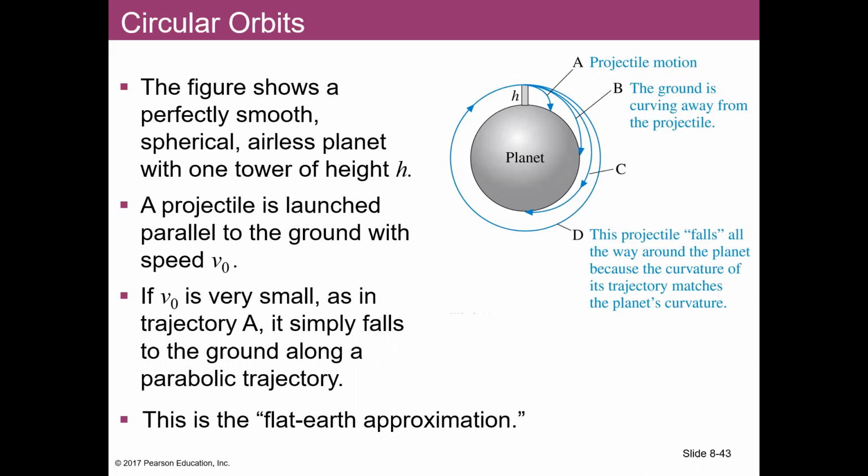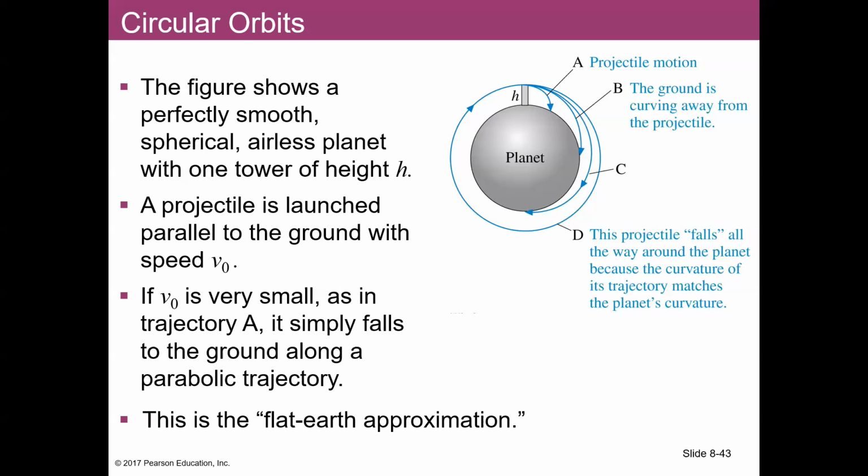Hello and welcome. This is Chapter 8, Section 3 on circular orbits. This is a topic that certainly has much more detail in Chapter 13 on Newton's theory of gravity. Yet it's very helpful to just reason about this and to get a preparatory sense of orbit. And so we have here a classic example.